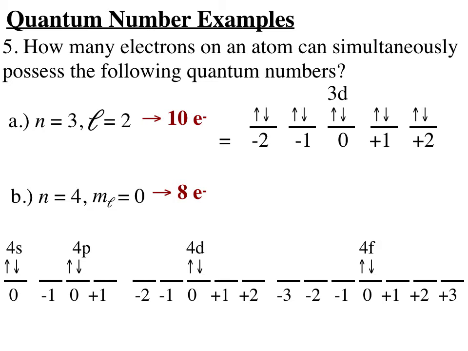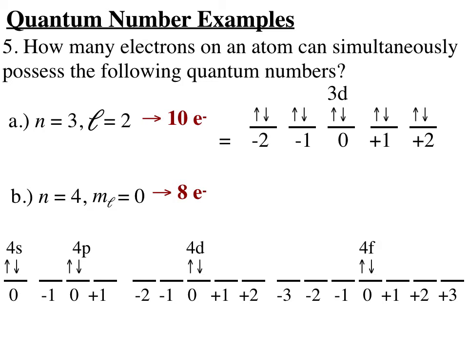Now, each of those has an m sub L equals 0 orbital, but each has only one m sub L equals 0 orbital. Of course, the 4s does, because it's the only m sub L value it has. The 4p has m sub L's from +1 to -1. The 4d has m sub L from -2 to +2. The 4f has m sub L's from -3 to +3. But each of those p, d, and f has an m sub L equals 0.